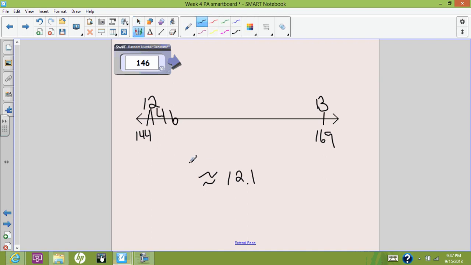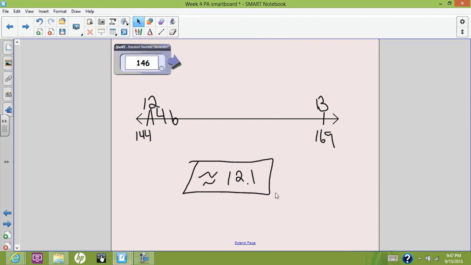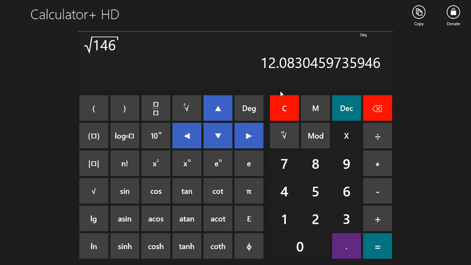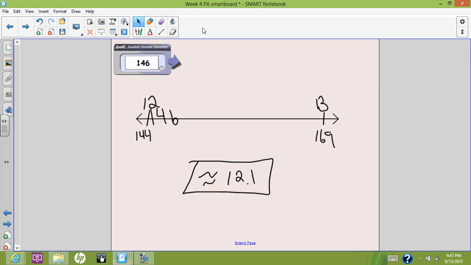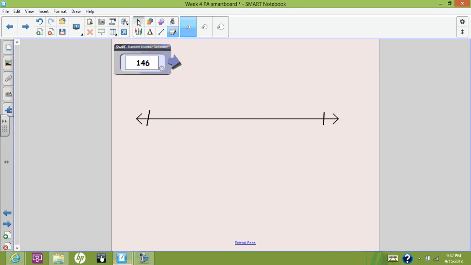So I'm going to say that my approximation is about 12.1, just past 12. If I go to my calculator, I see that it's actually 12.08, blah, blah, blah. That's really close to 12.1. So if you didn't get 12.1, you might want to rewatch that whole section about how to approximate square roots, because I think you might need a little more practice. Let's go ahead and erase this, and I'm going to give you another one. You ready? Here goes.